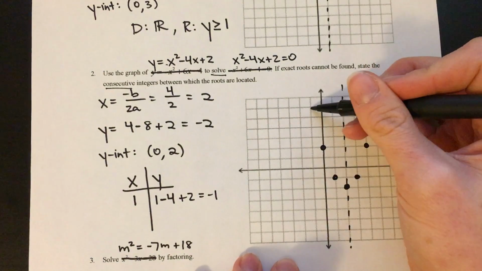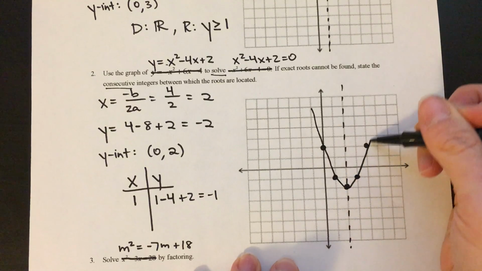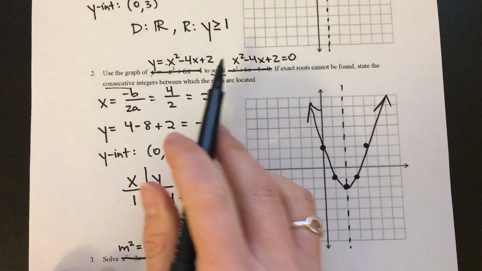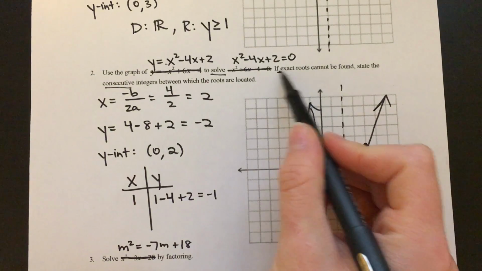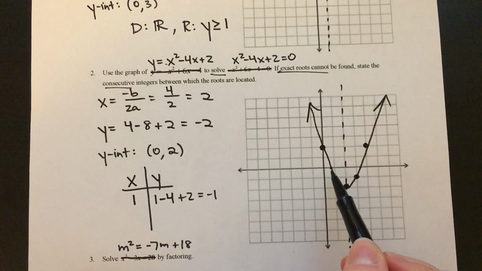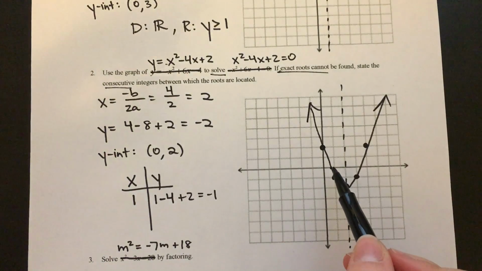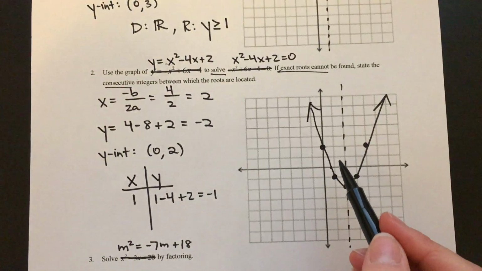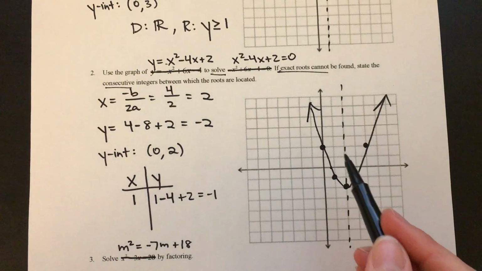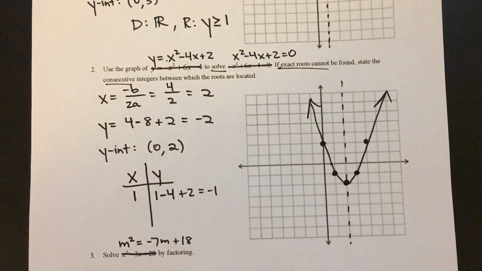Okay, so now we have enough points. Connect the dots. And now we'll be able to solve it. So solving means, like I said, you're looking for the x-intercept. So that's your x-intercept right there. It says if exact roots cannot be found, that's the case we're in right here. It doesn't cross right through at a certain value. And you're not going to say like, oh, it's close enough. If it's not exactly on it, like if it's not a point you got right off the table, then we say it's between two different values.